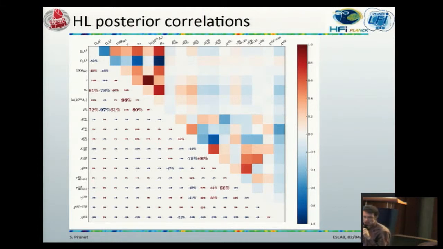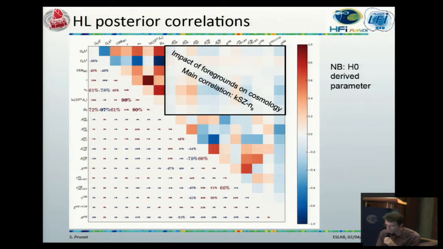A nice way to see what is the impact of foregrounds on the cosmology is to look at the posterior correlations for the high L likelihood. So here you have a large matrix showing in the upper left the cosmological parameters, with one extra derived parameter here, which is H0, which is of interest. And we see that this part of the matrix is showing the impact of the correlation in the posterior between all the foreground parameters and the cosmology. So you see it's mainly white, which is good news.